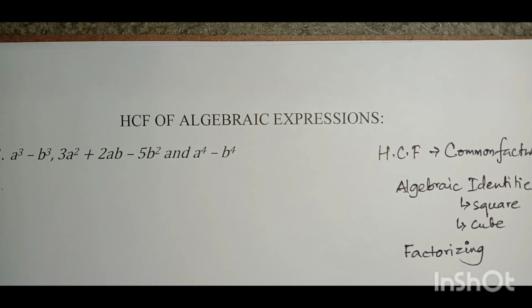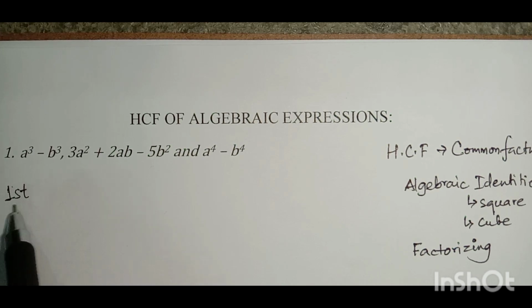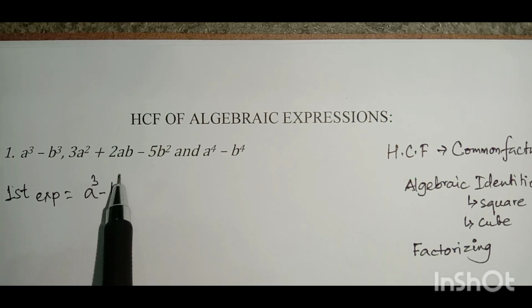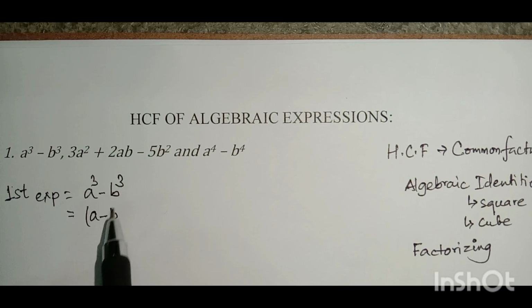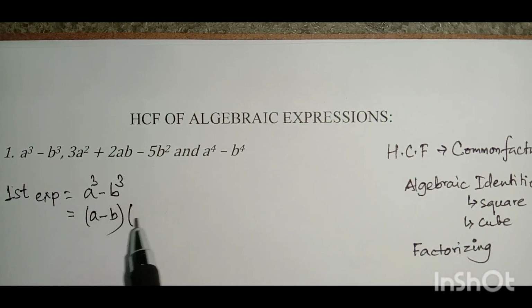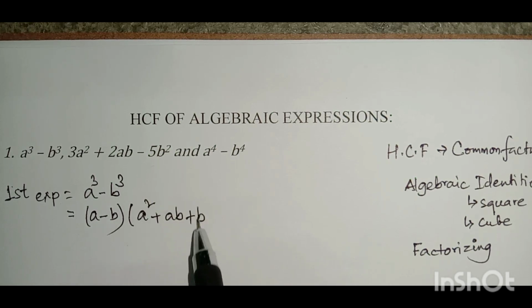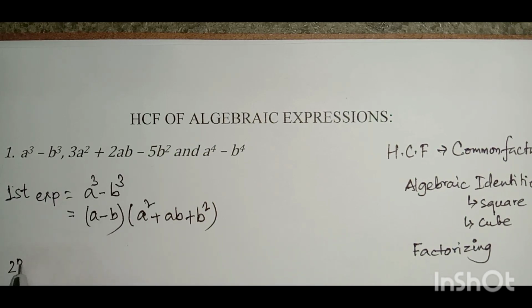So here our first expression is a cube minus b cube. So I'm writing here first expression, that is a cube minus b cube, which is written as a minus b, using the algebraic identity, a minus b and a square plus ab plus b square. This is the first. Okay, so the next, what is our second expression?